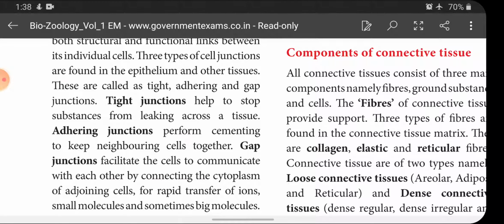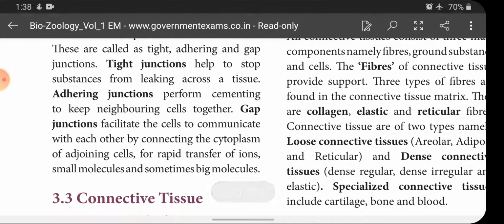Adhering junction performs cementing to keep neighboring cells together. It helps to attach one cell with another cell. It acts as a cement, so it is called an adhering junction. Next, gap junction facilitates the cells to communicate with each other by connecting the cytoplasm of adjoining cells for rapid transfer of ions, small molecules, and sometimes big molecules also. Through these gap junctions, things are passed from one cell to another.